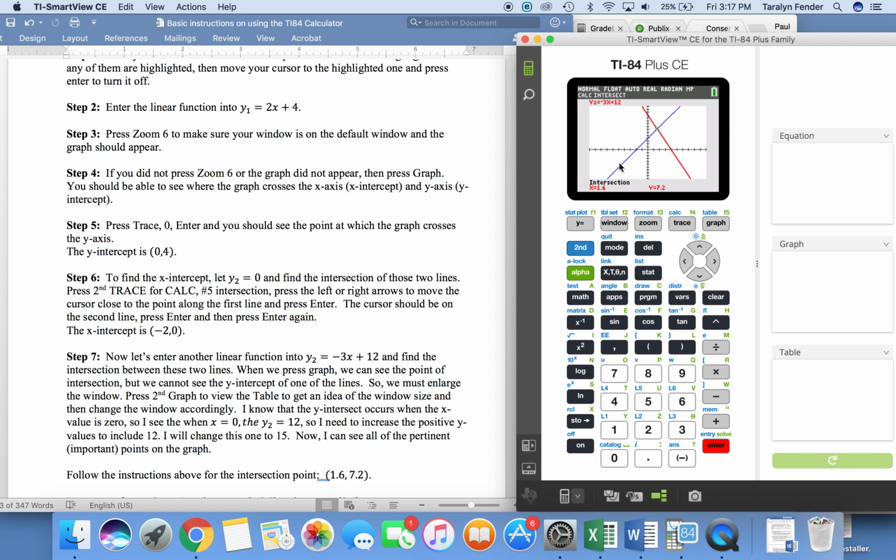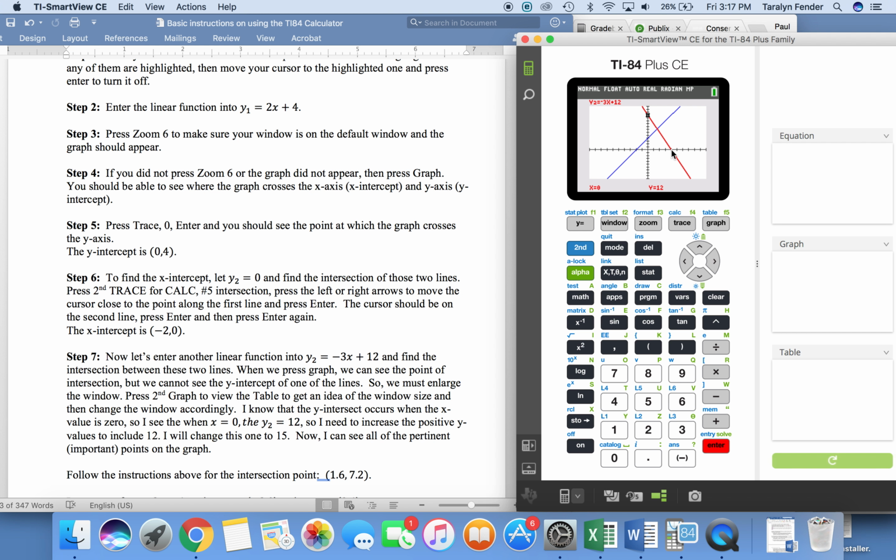Now we already know the x and y intercepts of the blue line. We need to find them for the red line. So let's find the y-intercept of the red line. We want to press trace, and we're on the blue line, so we want to be on the red line, and I'm going to press 0 and enter, and that will give me the y-intercept of the red line, which I see is (0, 12).